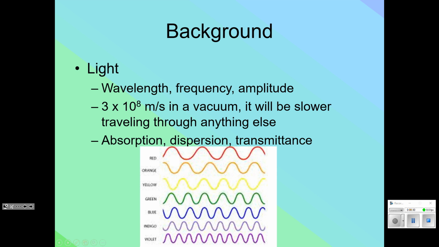Now, amplitude is usually referring to the height of the wave. We don't worry about that too much in Chem 1. I think physics might worry a little bit more about amplitude than we do in Chem 1 or even in AP chemistry. But those are common terms when describing it.